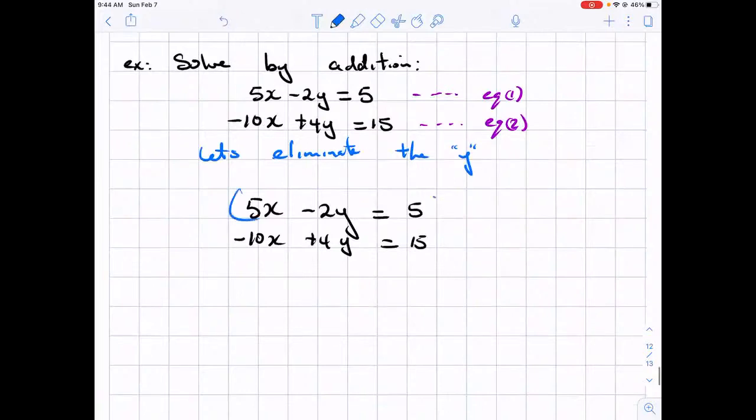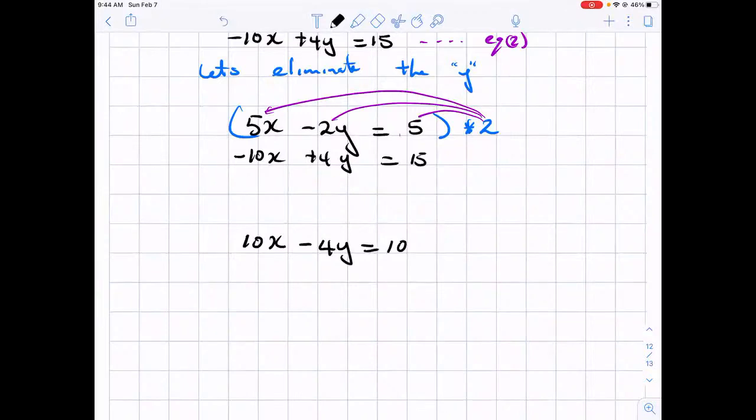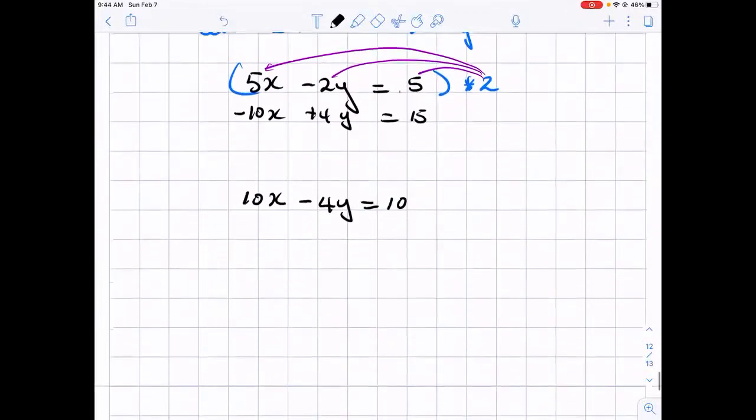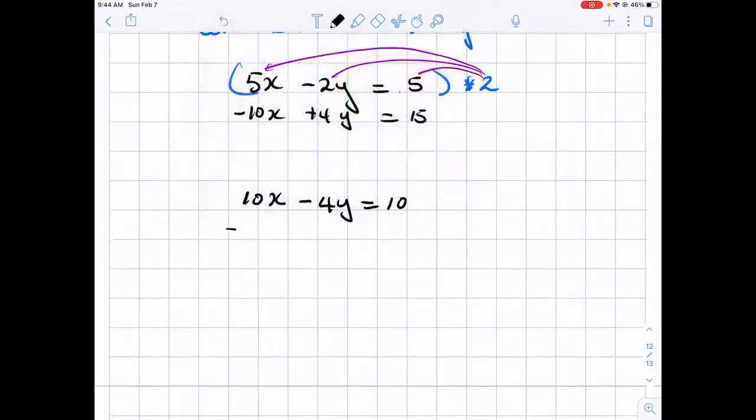And to do this, we'll multiply this one here by 2. Okay, if you multiply that entire equation by 2, if you distribute the 2, you will have 10x minus 4y is equal to 10. Okay, and in the second equation, that equation stays, so you have minus 10x plus 4y is equal to 15.